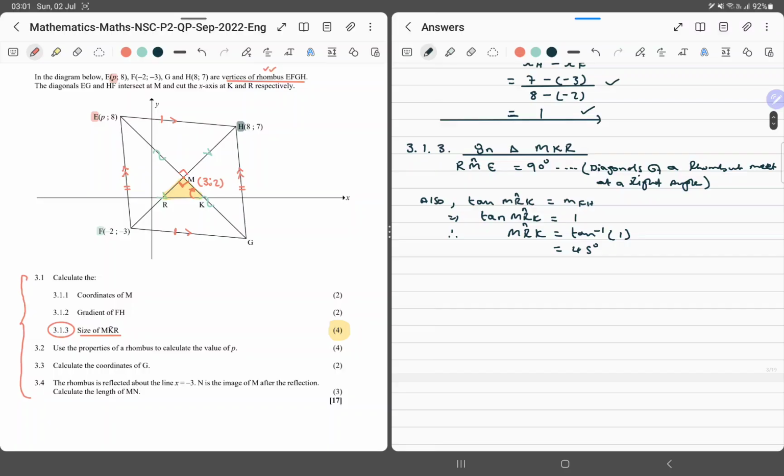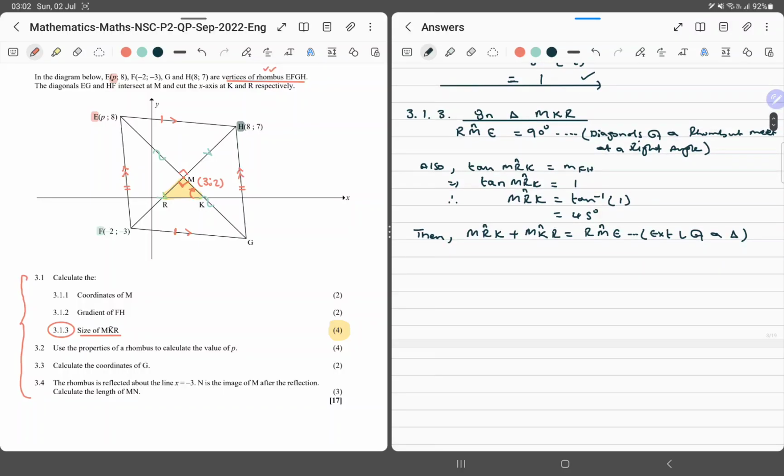So that was an important intermediate step. We can say then, we know for a fact that MRK plus the one that we want, MKR, must give us RME. Okay, what is that? This is an exterior angle of a triangle. We've already explained what triangle we're working on. So you see, when you are a little bit organized, your life is easier.